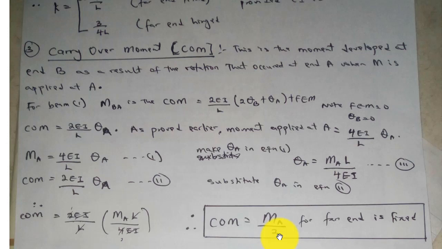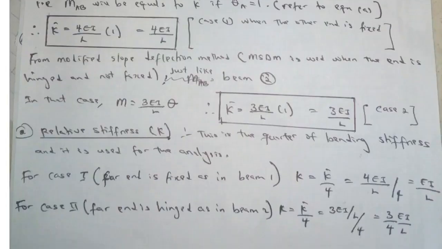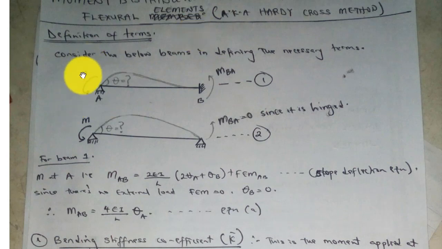So it means that for this first beam, this analysis that we made is for the first beam. It's not for the second beam. You understand? It's for the first beam. You say, okay, now, the first beam, your carryover moment will be equal to what? Moment A over 2. What is moment A? Moment A is the moment applied at end A. You understand? This is MA. This is the moment applied at end A. And this is the moment that is being carried over.